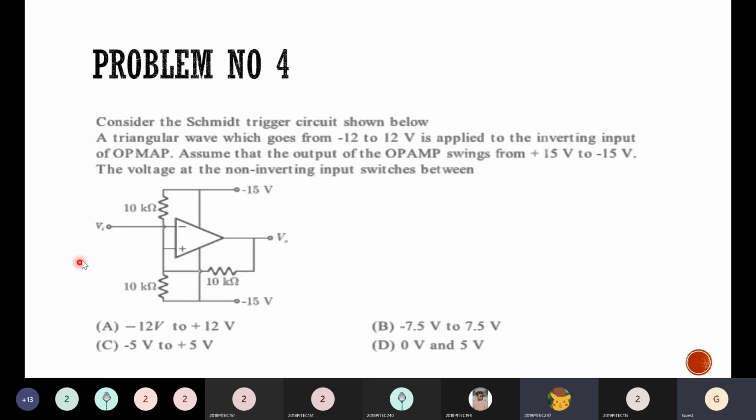Write the nodal equation for the non-inverting terminal and it will involve V naught also. Then find out what the reference voltage is. If you take the voltage at this point as V, try to find out what V is. I have given the clue, right? With that, try to work out and find the voltage swing at the non-inverting terminal. Find it out.